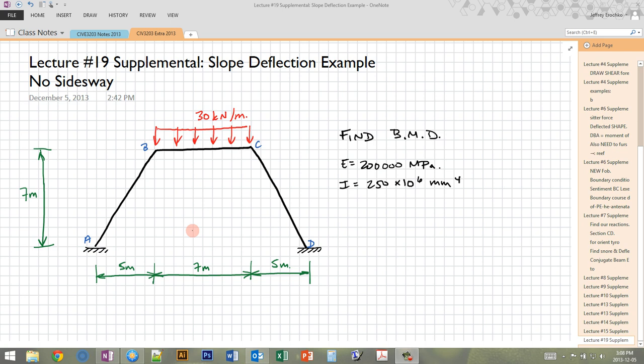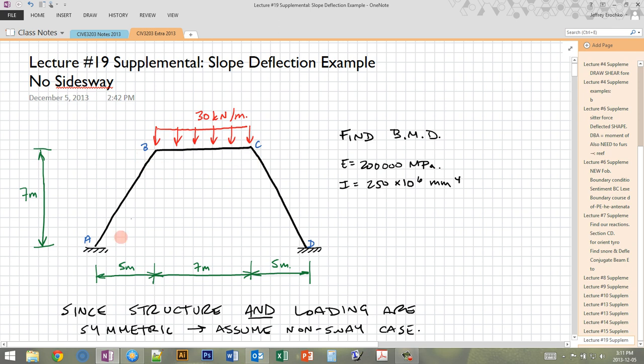You either get the sway case, where you can have translation of the joints, or you could have a non-sway case where you don't expect any translation of the joints, and the only degrees of freedom in the system are rotations. This is a case of the latter. Since the structure and the loading are symmetric for this frame, we're going to assume that it's a non-sway case, especially because we are assuming that all of these members are inextensible. So no axial deformations are taken into account when we use the slope deflection method.